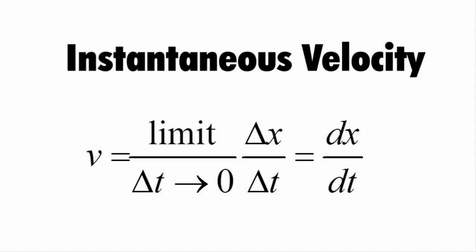In summary, the instantaneous velocity is the average velocity in the limit that the time interval reduces to 0. It is the rate of change of the displacement with respect to time.